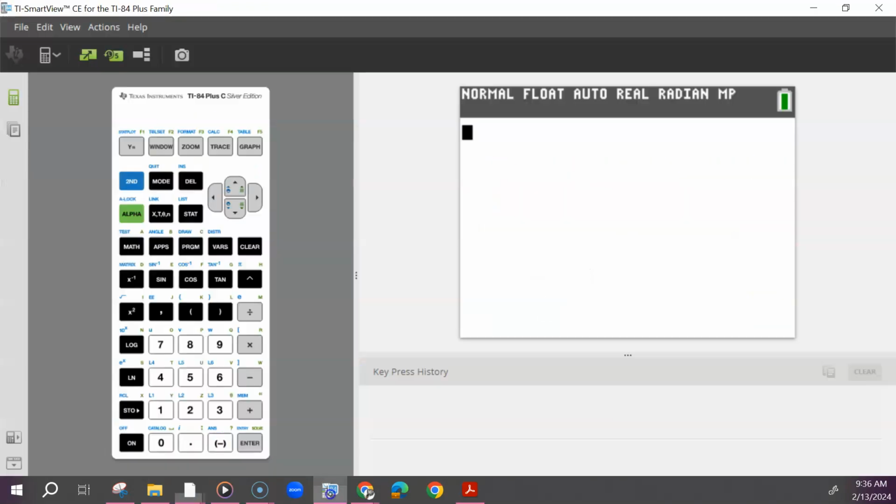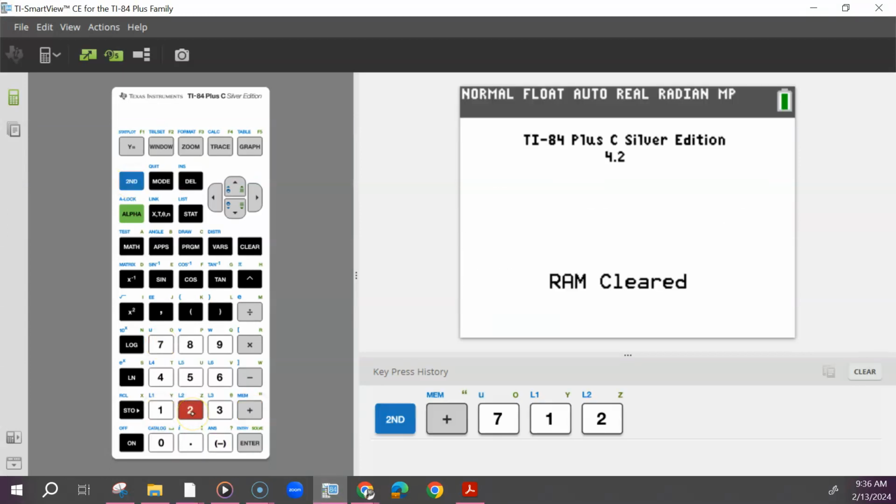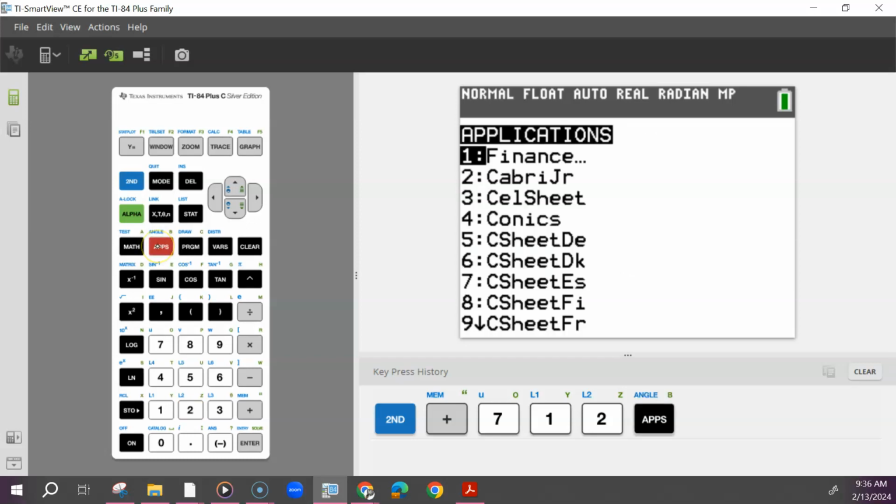But in your calculator, go ahead and reset it, 2nd plus 7, 1, 2. And then go into the apps button, the button right next to math. And you're going to find something that says Inequalz. There are more apps in my calculator than in yours. You should really only have 4. If you don't have Inequalz, raise your hand. I fixed a lot of them earlier. Do you not have one? Did you go into apps?